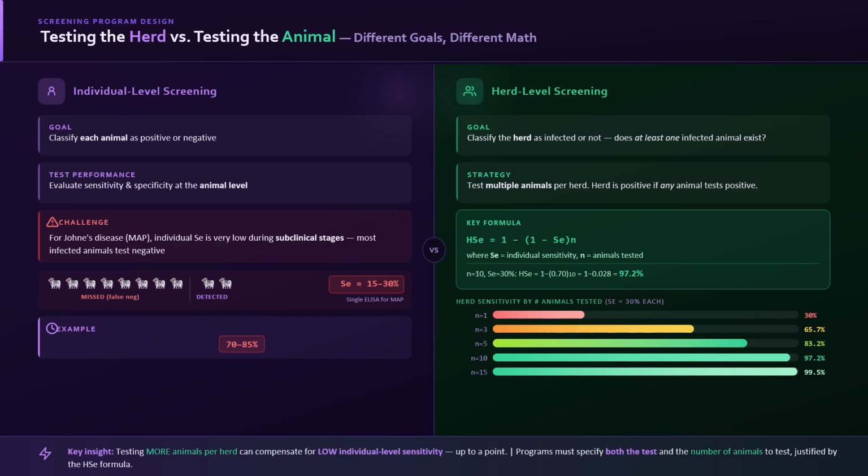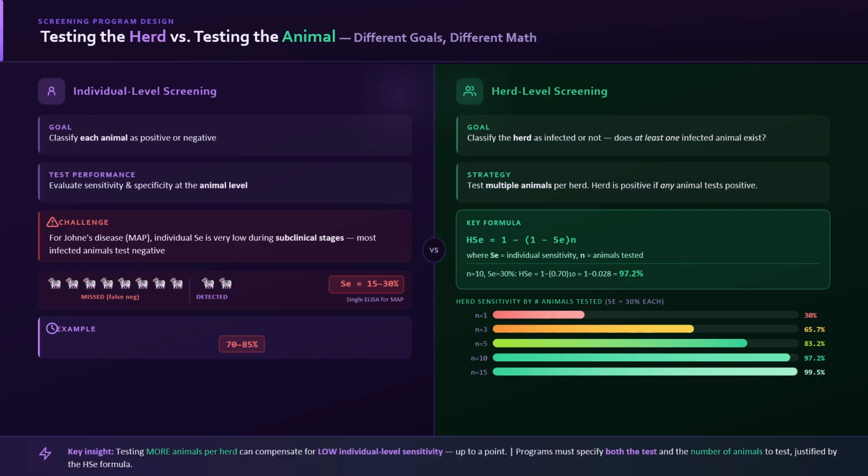Here's an ACVPM exam tip. Don't confuse animal level sensitivity with herd sensitivity. Memorize HSE equals 1 minus SE to the n, and be ready to plug in numbers. The classic result: 30% individual sensitivity across 10 tested animals gives roughly 97% herd sensitivity. Boards love this one for Johne's.